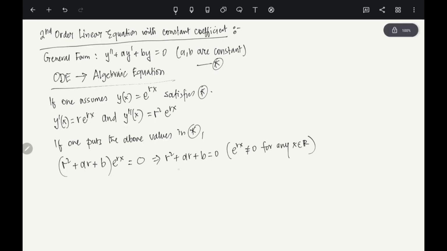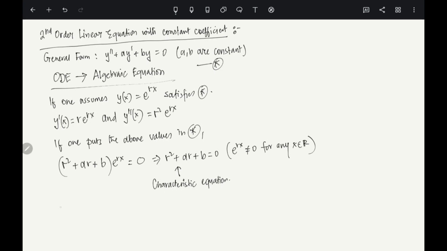The equation we derived like this is called the characteristic equation. Now if we solve the characteristic equation, we are going to get two roots. They may be equal, distinct, or complex, but we are going to get two roots because this is a quadratic equation. Once we get the two roots, we can put them in the function and get solutions out of it.